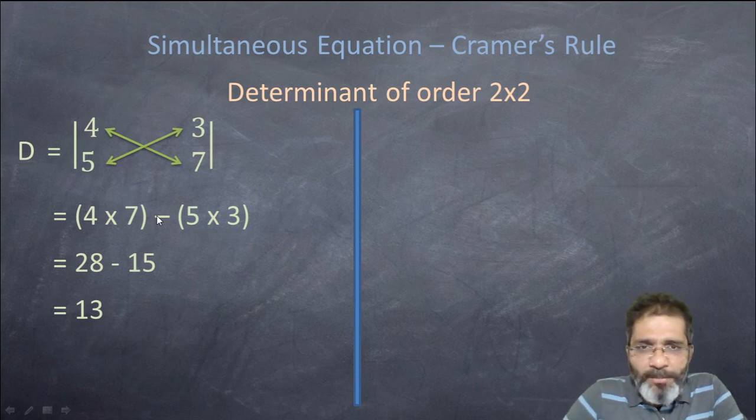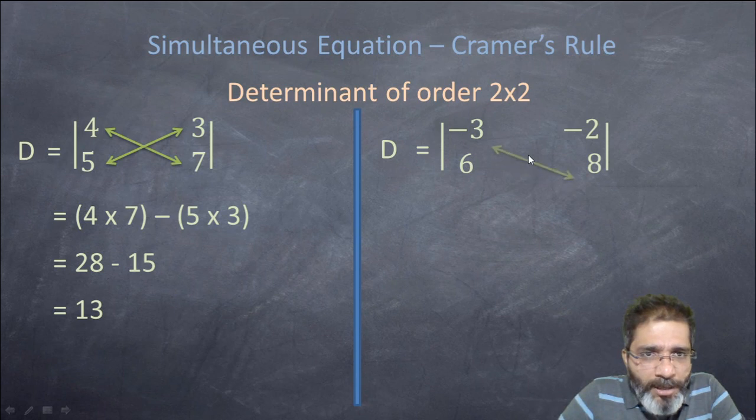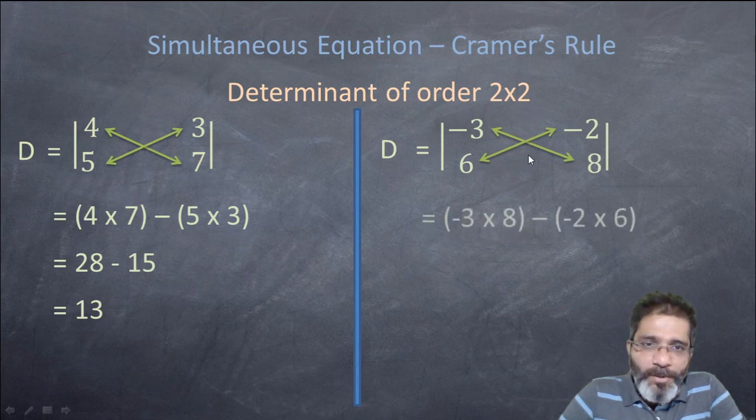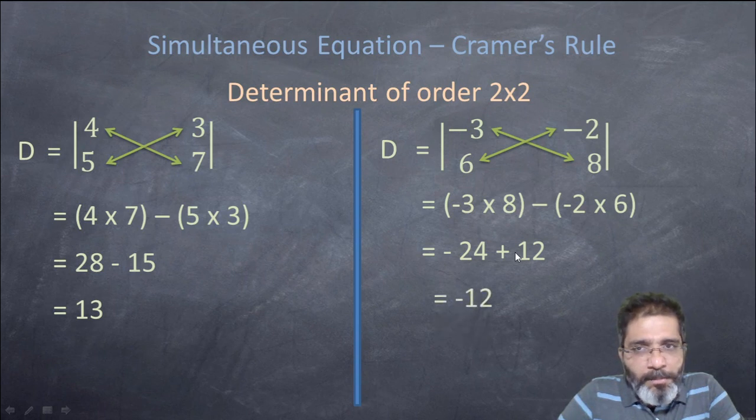Okay, let us take one more example. D equals, again a determinant of order 2 by 2. First, which pair do we multiply? We multiply minus 3 and 8. Then we put a minus sign in between, and then you multiply 6 and minus 2. So here we go: minus 3 into 8 minus 6 into minus 2. Once you solve, we get minus 24, and minus into minus is plus, so plus 12, and the answer is minus 12.